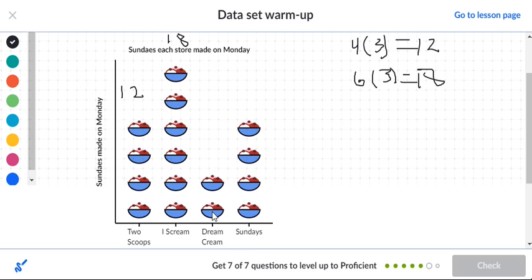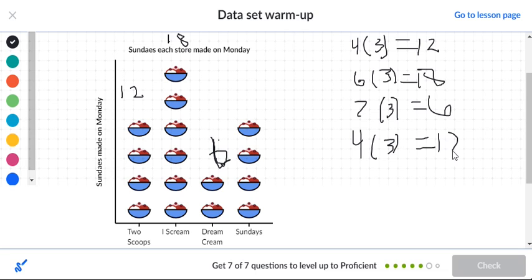Now this store here represents 2. Well, we're going to take 2 times 3, which is 6. So they only made 6 on Monday. So let's see if we can write this better. 6. Okay, so now right here we have 1, 2, 3, 4. So we want to take 4 times 3. So 4 times 3 is 12.